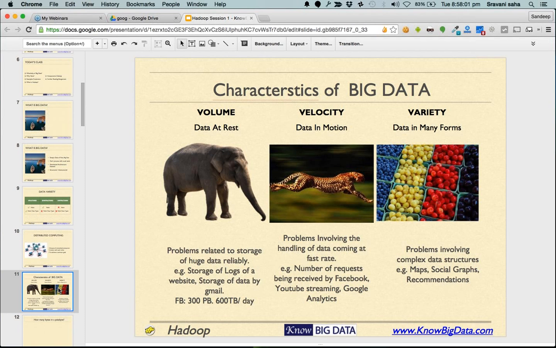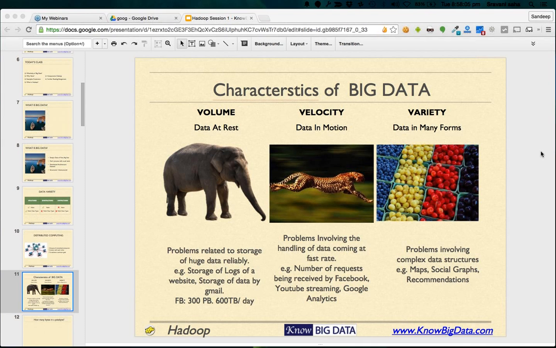Third is variety. Variety means data in many forms. So now when we say variety, variety could be looked at in two ways. First, data in many forms. Second, problems of many forms. Although they look like two different things, the variety of problems and variety of data are actually the same thing. If your data is not in the format in which your problem demands, then you have to translate it to solve the problem.